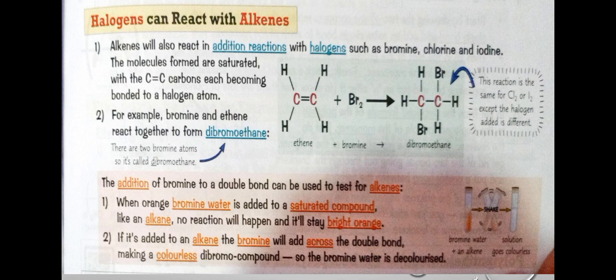When we add orange brown, reddish brown bromine water to a saturated compound such as alkane, no reaction will happen, it will stay bright orange or reddish brown. But if we add it to an alkene, the bromine will add across the double bond, making a colorless dibromo compound, so bromine water is decolorized by alkene.